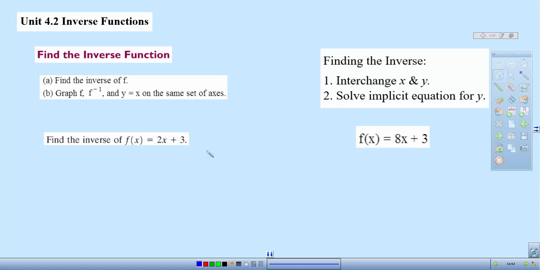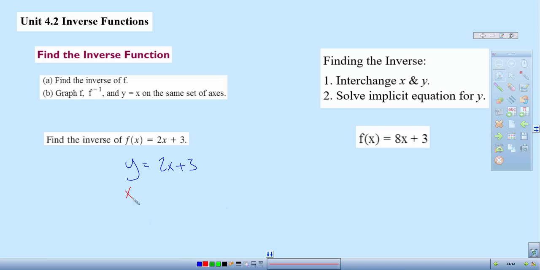So in this case, we start off with the function f of x, which remember is the same thing as y equals. And so we just go ahead and switch that over, from function notation to a regular equation. At this point, to find the inverse we have a couple of steps. First thing we do is interchange the x and the y.